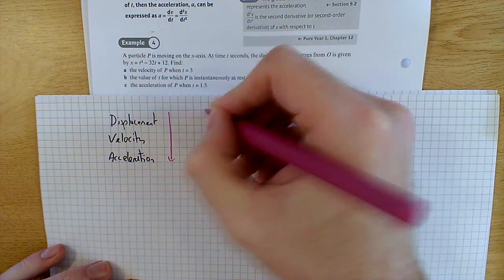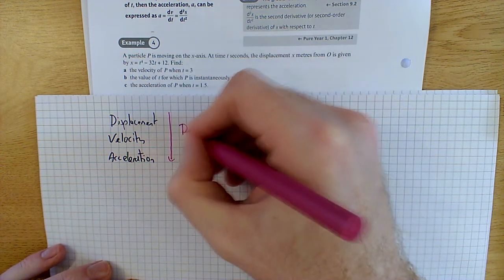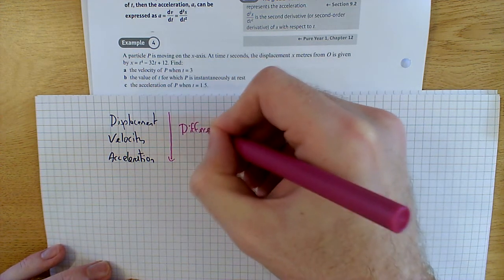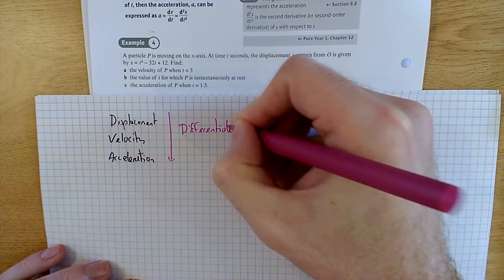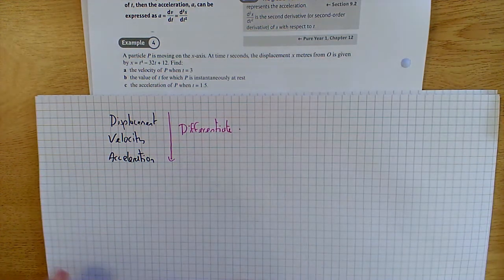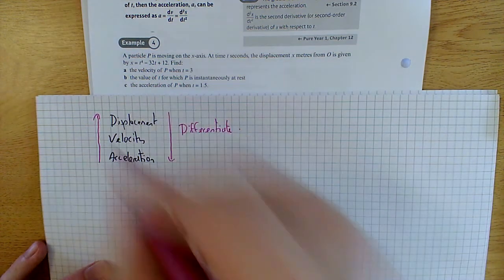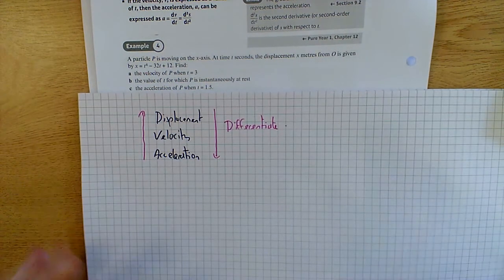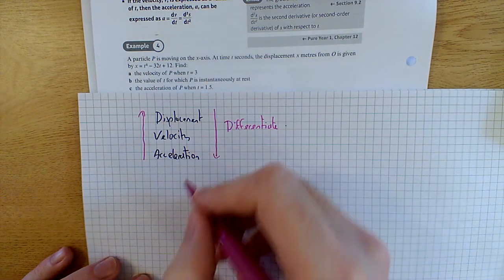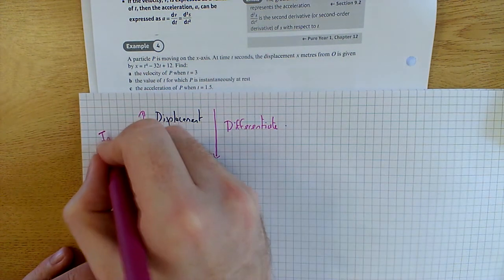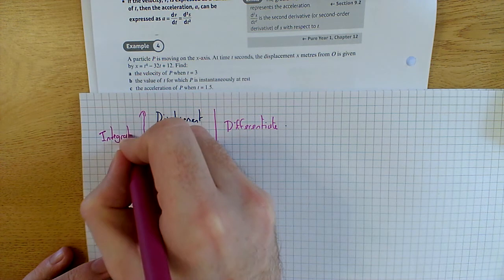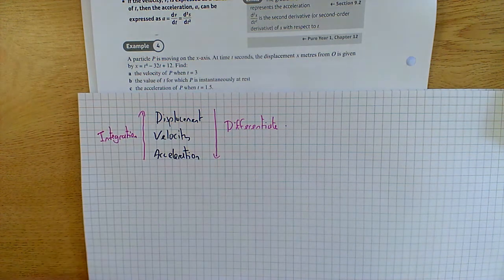So if we have one of these and we want to move down to the next one below, we are going to differentiate, and that is what today's lesson is all about. We will come on later in the chapter, we might as well mention it now, that if we want to go back up the way, if you have velocity and want to get displacement, or acceleration and want to get velocity, then we are going to do the inverse of that, which is to integrate. Okay, and that's really what the rest of this unit is about.